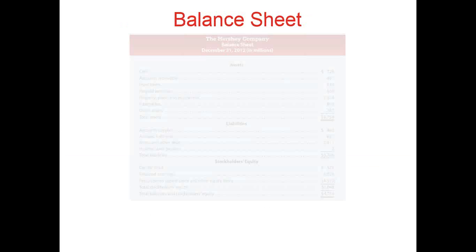This is an example of the balance sheet. You see the assets are listed first, the liabilities are second, and the stockholders' equity is third. Now let's look at this in a little more depth. Look at total assets. Do you see the double line under total assets indicating a total?